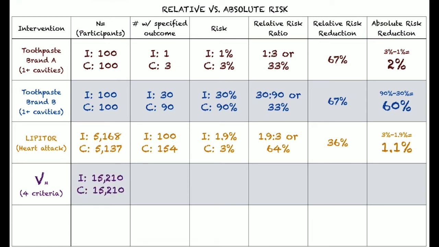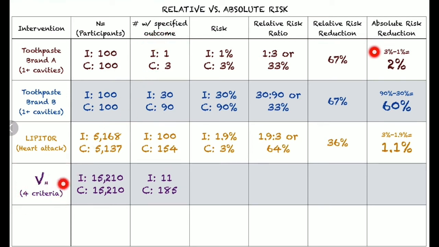So we had 15,210 participants in both arms of this trial. So in the intervention group and the control group, we had the same number of people. Now let's take a look at the number of people who got the outcome that we were trying to prevent. So in the intervention group, 11 people got the outcome and 185 people in the control group got the outcome. Now, what outcome are we talking about? Now, this specific clinical trial outlined 4 criteria that dictated the outcome.